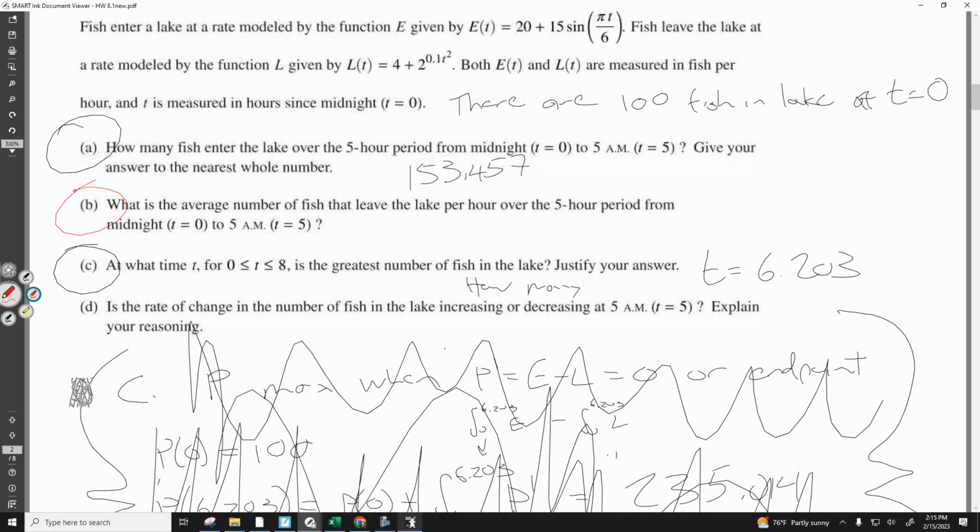Get the answer to B. I'll tell you what it is, and then you tell me if you got the same thing. Six point zero five nine. Six point zero five nine is what I got.